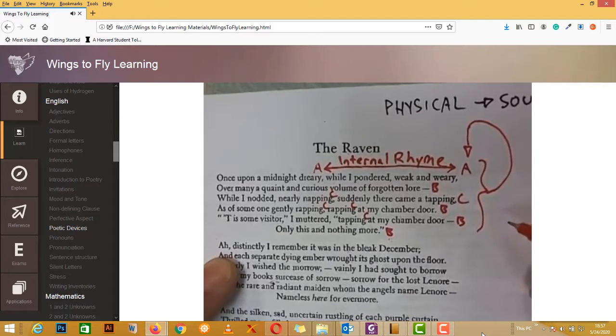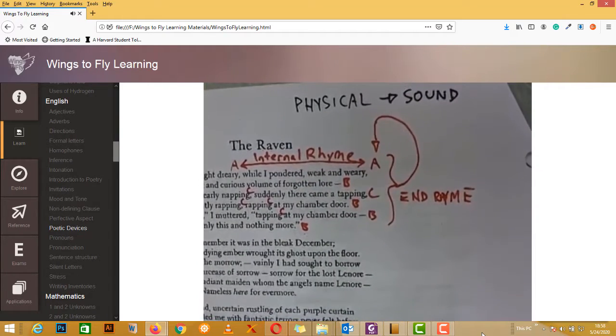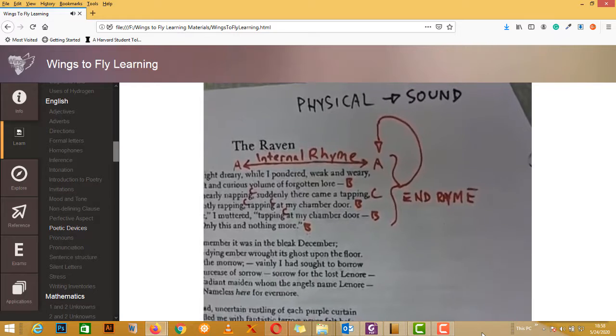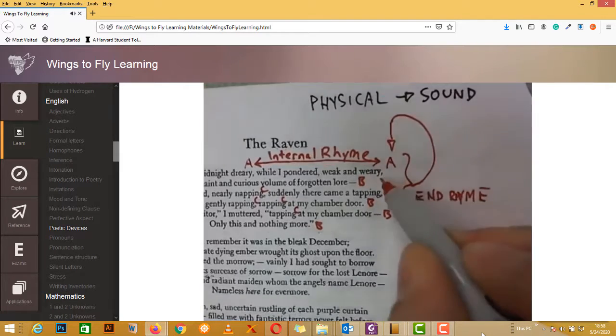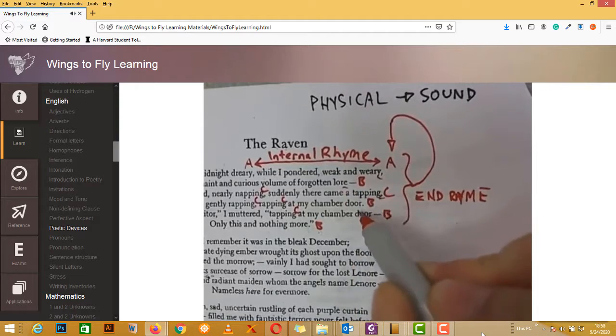Is that making any sense? This is the end rhyme. We call it end rhyme because it comes at the end of the line, of course. So you could say of the end rhyme that the rhyme of this first stanza is A, B, C, B, B, B. End rhyme is the rhymes that come at the end of the lines.